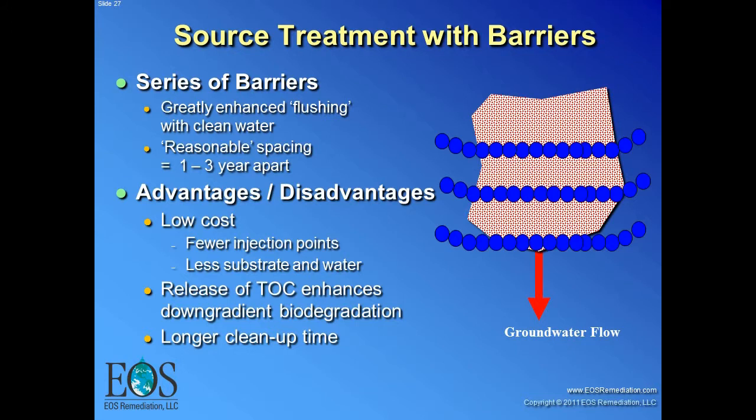Presumably, if you put the wells 1 to 3 years apart, you've essentially flushed that entire area once every 1 to 3 years. And at the end of that period of time, you should have substantially degraded most of the contaminants. Advantages of this is it requires fewer wells, less substrate. Obviously, you're not going to get quite the performance that if you totally saturate it, but it can be a sort of good intermediate alternative.